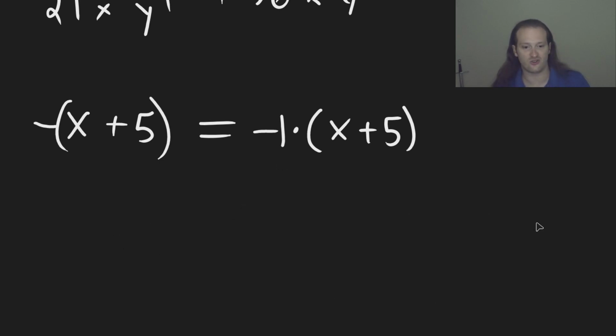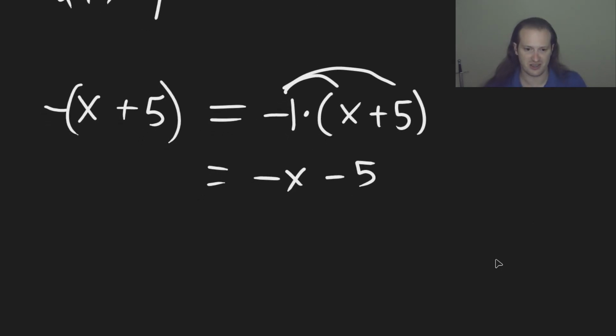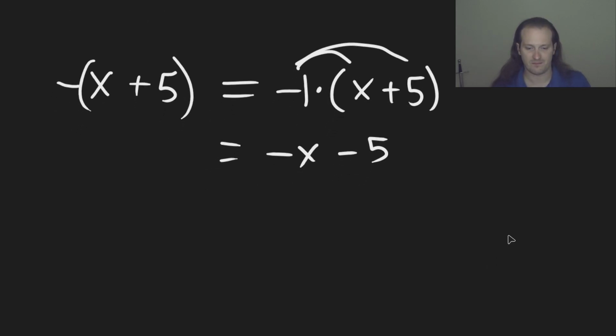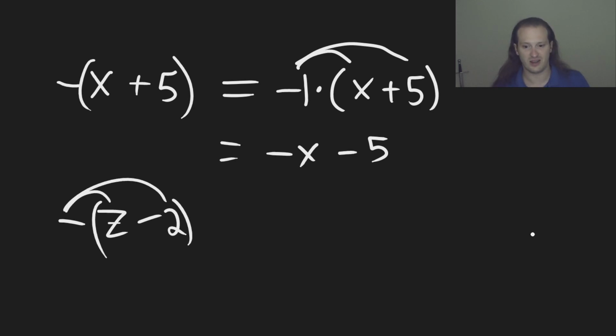So we would then distribute -1 across this, which would get us -1 times x, which is -x. -1 times 5 is -5. So -x minus 5. And it's easy to see that if we had negative, I don't know, z minus 2, distributing the negative would give negative z and then +2.